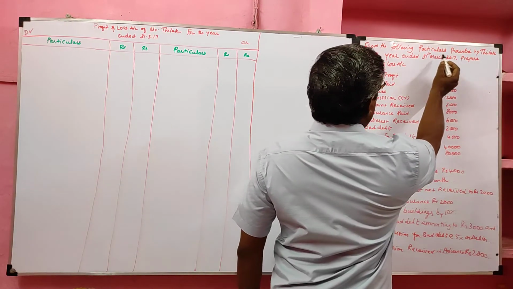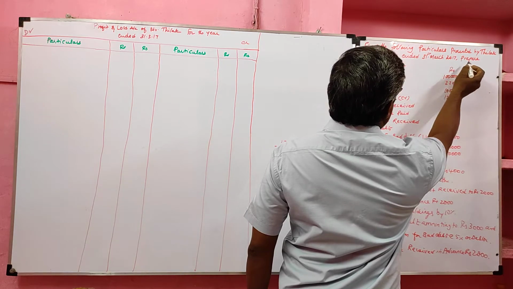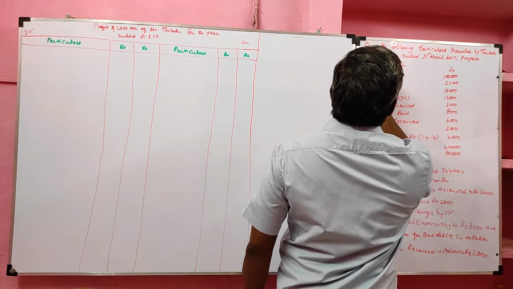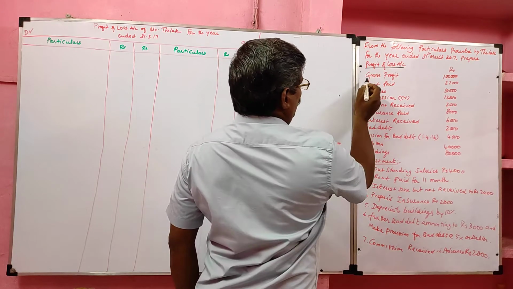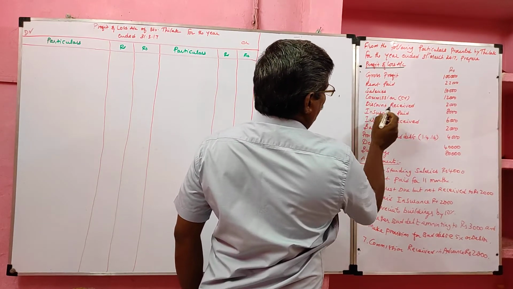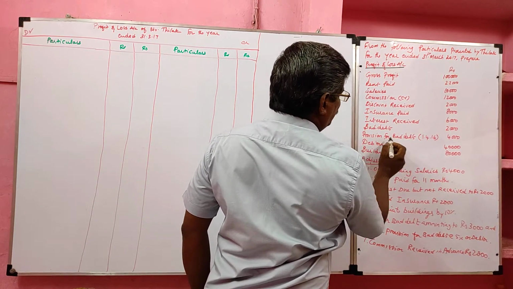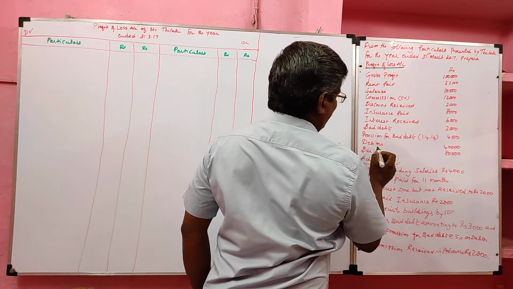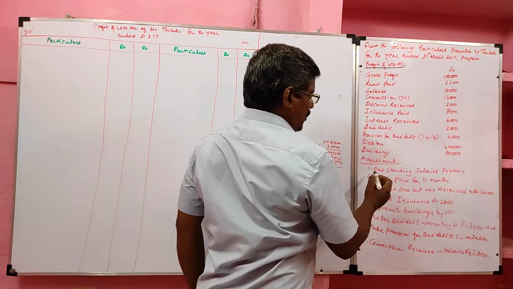From the following particulars presented by Tilak for the year ended 31st March 2017, prepare profit and loss account. So trial balance items are given: gross profit, rent paid, salary, commission received, discount received, insurance paid, interest received, bad debts, provision for bad and doubtful debts, old debtor, building. Now I am going to read the adjustments.